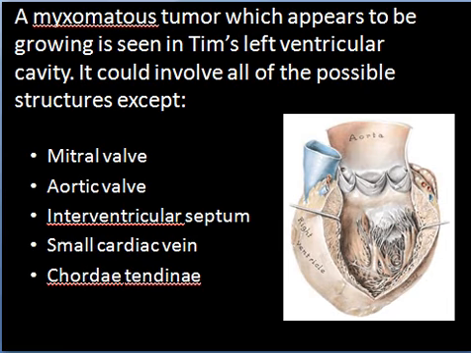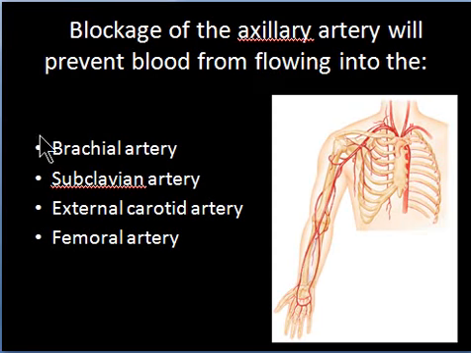Let's look at now questions on circulation. So here it says blockage of the axillary artery will prevent blood from flowing into, and let's say this up here is the axillary artery. So let's say the axillary artery is blocked here. So blood now cannot go down. So it cannot go into the brachial artery because after the axillary, the next artery we see here is the brachial. So this is the right answer.